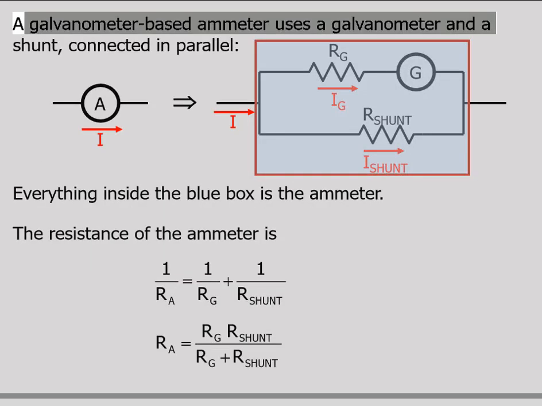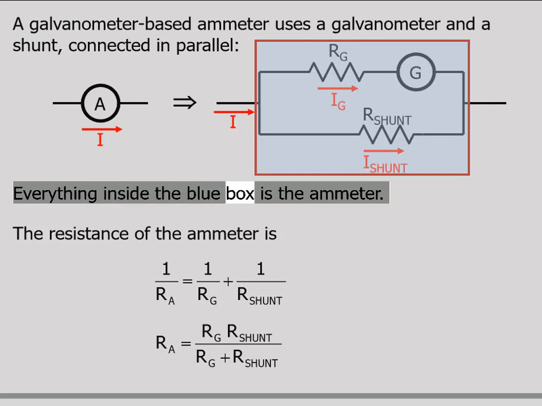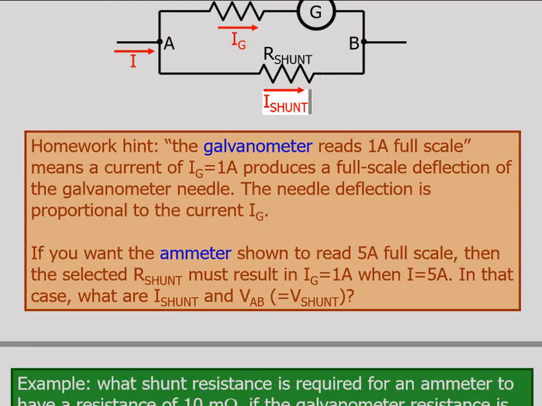A galvanometer-based ammeter uses a galvanometer and a shunt, connected in parallel. Everything inside the blue box is the ammeter. The resistance of the ammeter is R_G in parallel with R_shunt. Homework hint: the galvanometer reads 1A full scale.